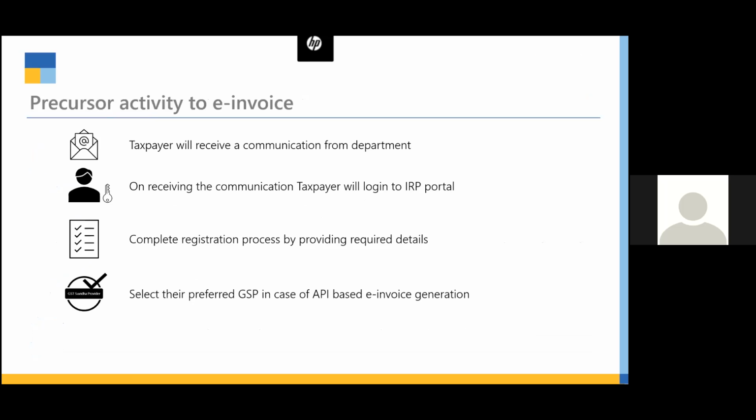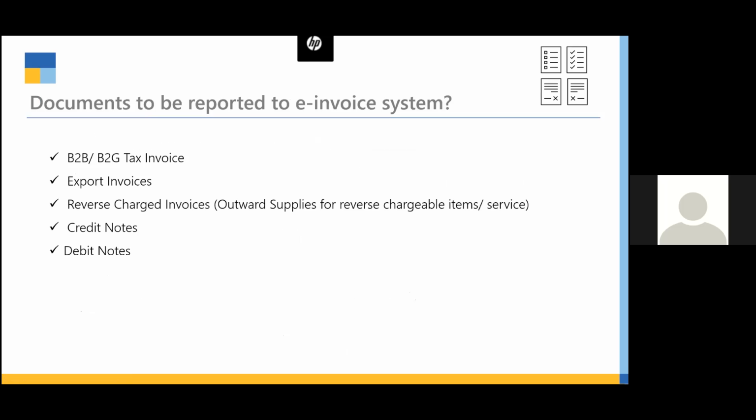So what is the precursor? Yes, I think your clients might have already started contacting you. These taxpayers, if they come under this, would have got a communication from the department. So based on that, they have to go and register on the IRP portal. Once the registration is done, they will get some details, and they need to upload some details. And to actually generate the IRN, they have to choose a preferred GSP, GST Suvidha Provider, in case of API-based invoice generation, and they can start generating the invoices.